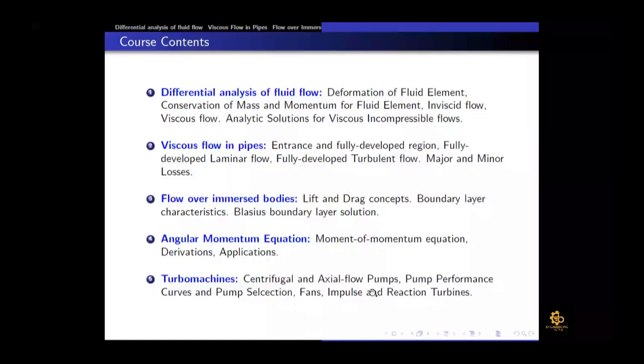In chapter number 12 we are going to discuss how we can select a pump for a particular application, what the pump performance curves are, and then we are going to discuss impulse and reaction turbines, which are used in hydraulic dams, and what their working principle is. So these are the course contents for this course. Any query on this?